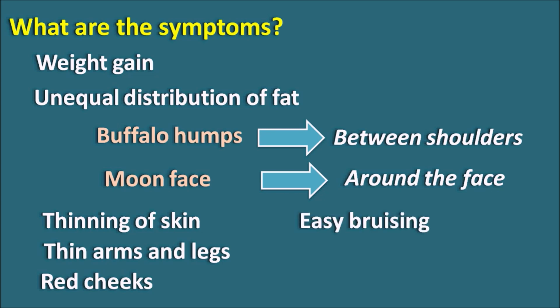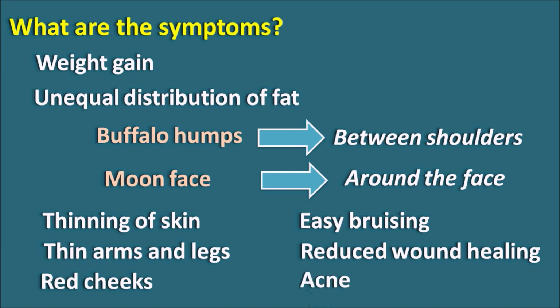Easy bruising. This is a situation where mechanical pressure can show a color change under the skin. So this easy bruising is again because of the thinning of the skin caused by Cushing syndrome. Reduced wound healing. Normally corticosteroids have an anti-inflammatory action, but because of the excessive production and a negative feedback mechanism, they can reduce wound healing, thereby infections may increase. And acne can also be observed in patients with Cushing syndrome.